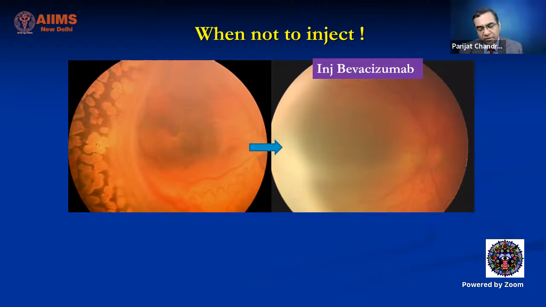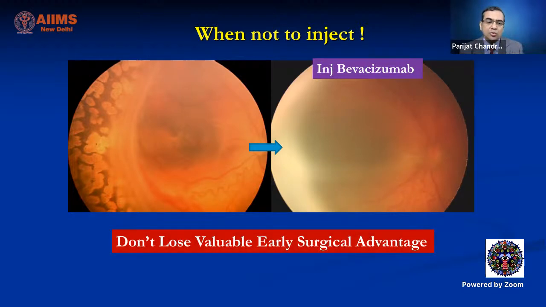So what I'm trying to convey to you is that anti-VEGF does not work in all situations. Sometimes, surgery is a better option than injection. You can see a progressive 4A is happening here. It's already lasered. So injection cannot fix this. If you inject in an elevating retina, there's a high chance it will go into crunch phenomenon, and it can worsen very fast, and there's nothing you can do about it basically. So it's very important that you don't lose the valuable early surgical advantage which you can get out of doing an early surgery.